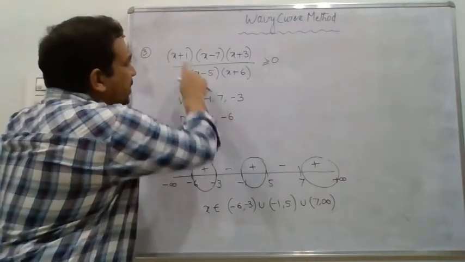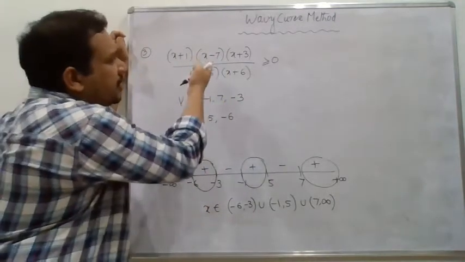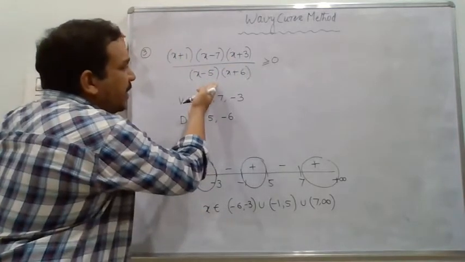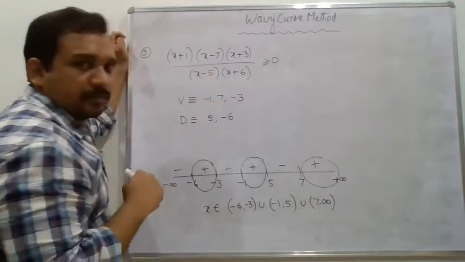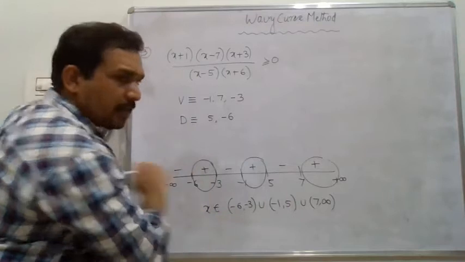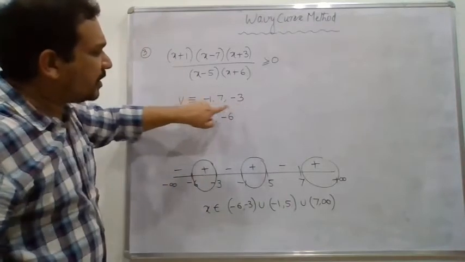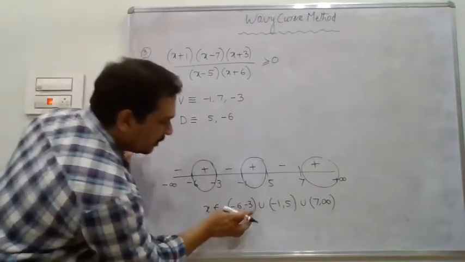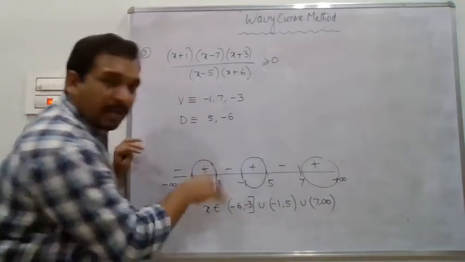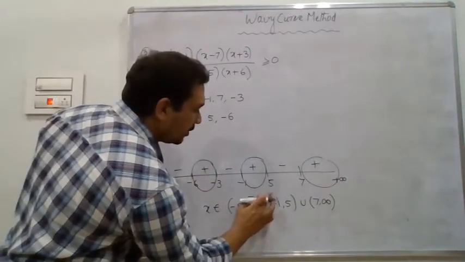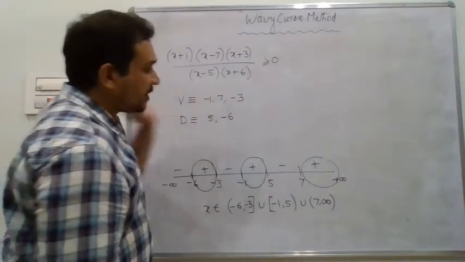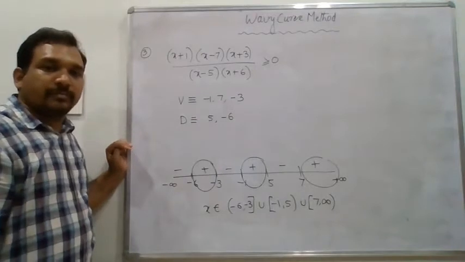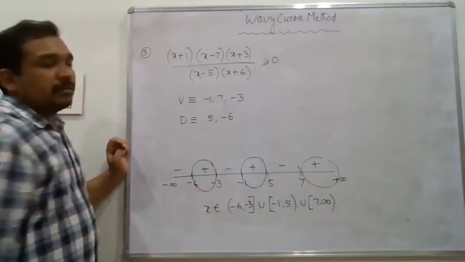At vanishing points the numerator can become 0. If the numerator is 0 then the total expression will be 0. So the expression can become 0 at vanishing points, which means we have to include vanishing points inside the answer. What are the vanishing points? Minus 1, minus 3, 7. At these points we have to use the closed bracket. So minus 3 closed bracket, including minus 3. Minus 1 also closed bracket. I need to include minus 1. 7 also closed bracket, including 7. Understood?